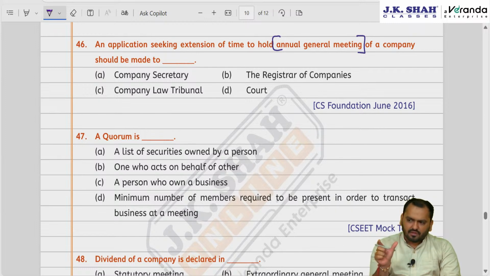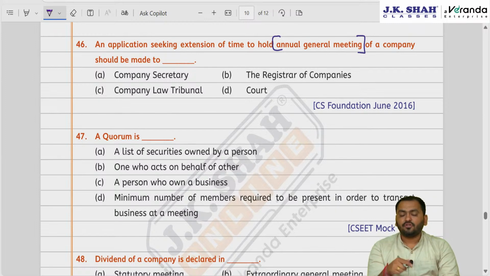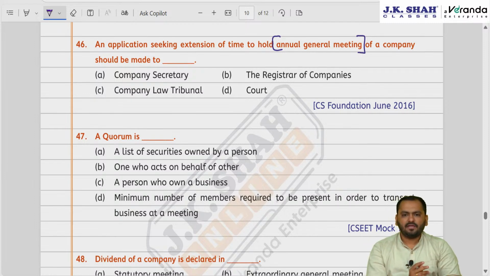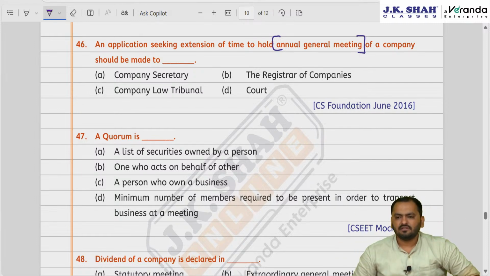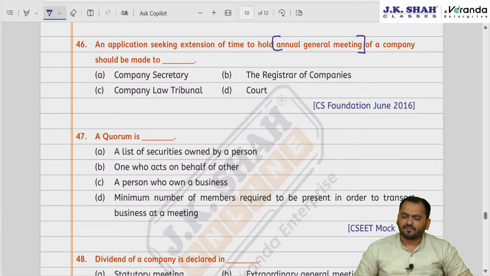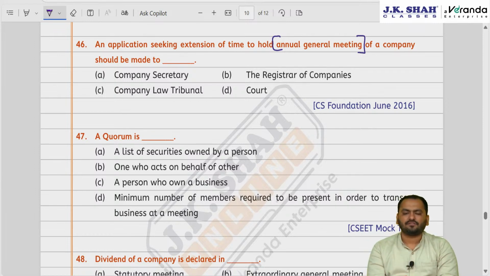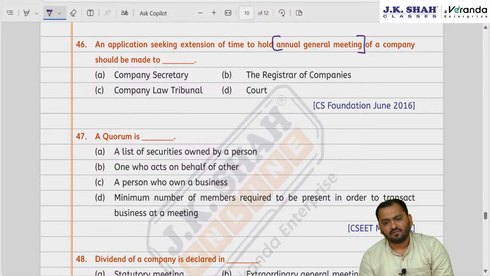It is within 6 months, plus you also need to check the gap between two AGMs. It should be within 6 months from the end of the financial year, plus the gap between two AGMs shall not exceed 15 months. Now due to some reason, if your gap is exceeding 15 months, can you ask for an extension? Yes, you can ask for extension of time.